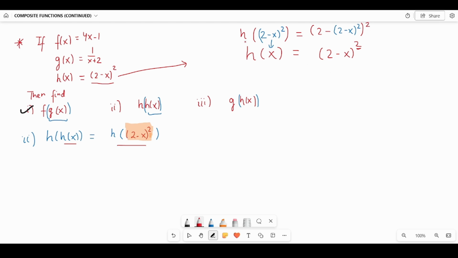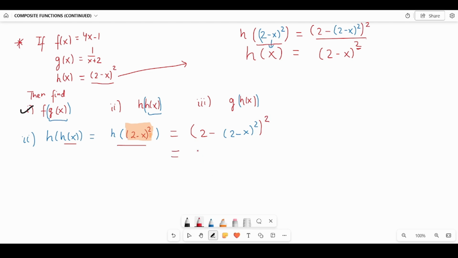So this is going to be the value of h of 2 minus x whole squared, which is this expression here. So we will put that here. So that is equal to 2 minus x squared and then x squared again.